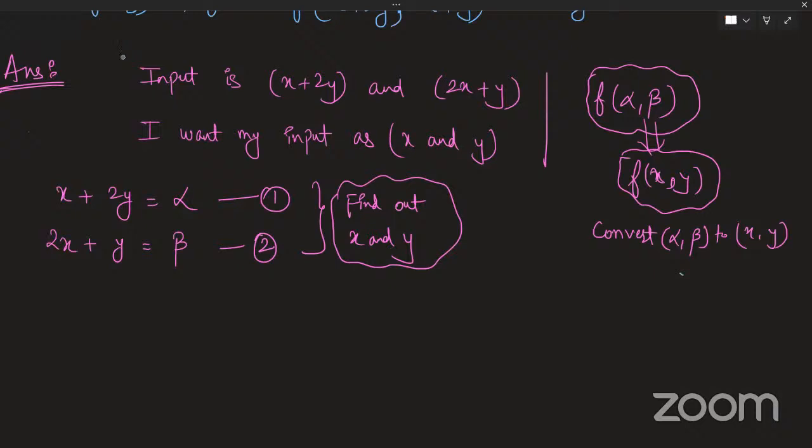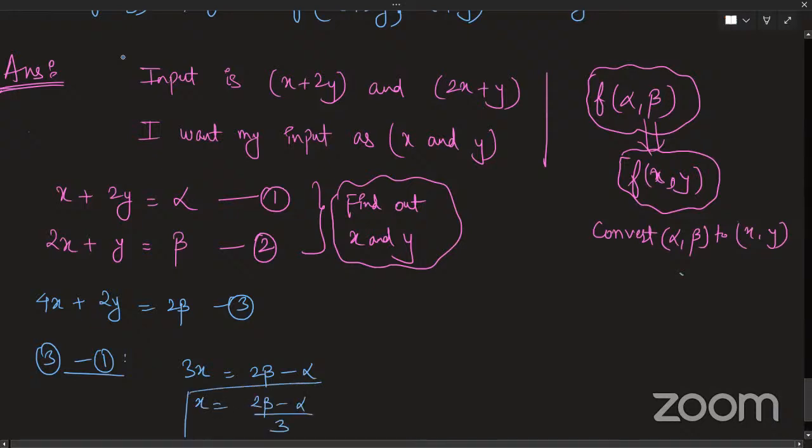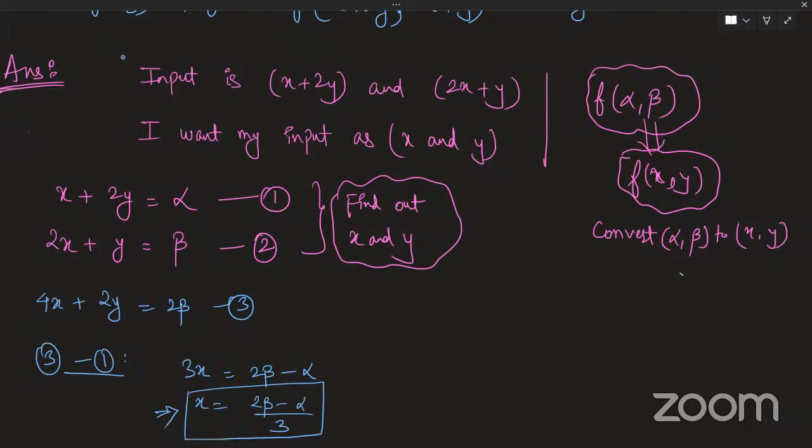Elimination method. Correct, okay sir, elimination. So to eliminate, I am multiplying my second equation by 2. So 4x plus 2y is equal to 2 beta. Then I am subtracting, equation 3 minus 1. So it is 3x is equal to 2 beta minus alpha. So my x is 2 beta minus alpha whole by 3. Correct? Yes, sir.